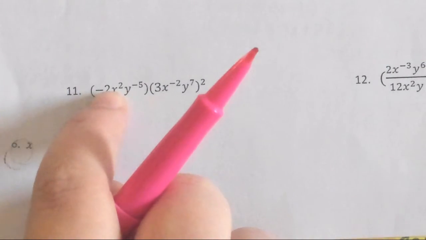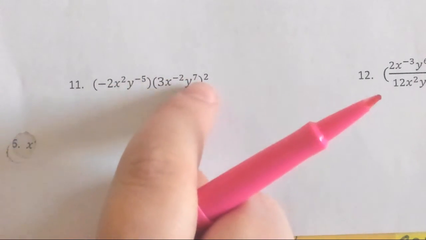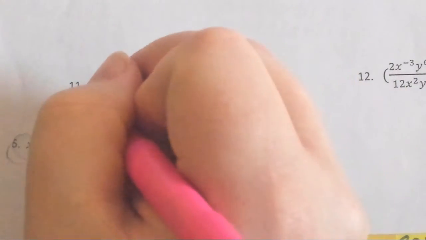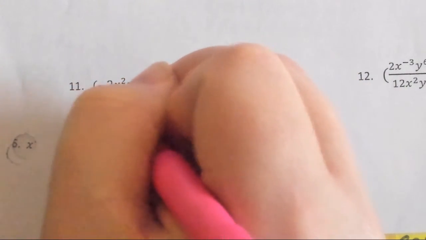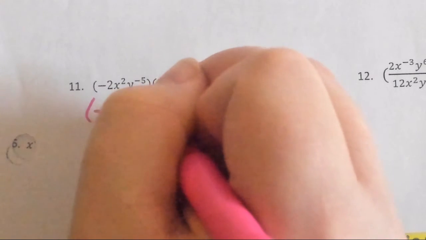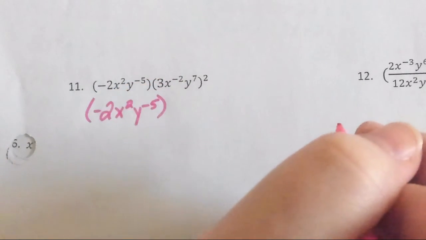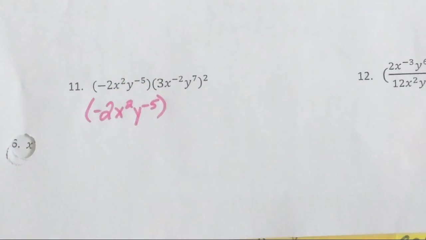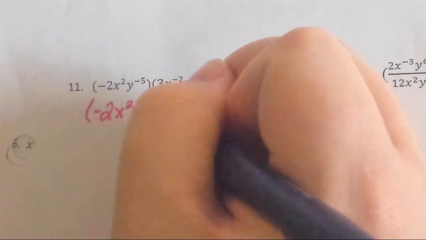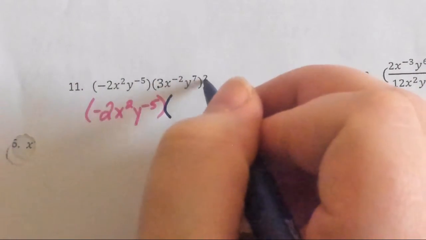I'm going to leave that first term alone, but in that second term, I need to raise everyone to the second power. So I'm going to leave the negative 2 x squared y to the negative 5th alone for the moment. Could I go ahead and punish the y? Yes, I could. I'm just being lazy, so I'm not going to yet. One thing at a time today. Instead, I'm going to go ahead and raise everybody to that second power.